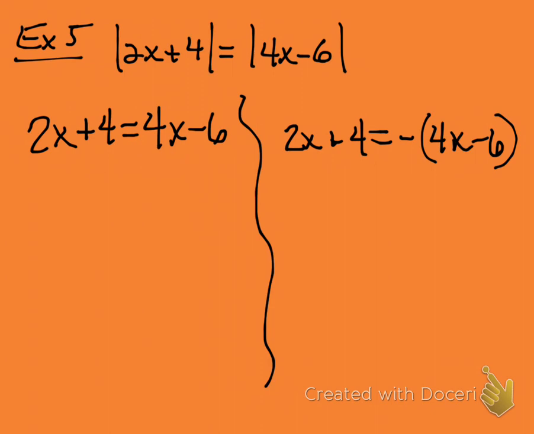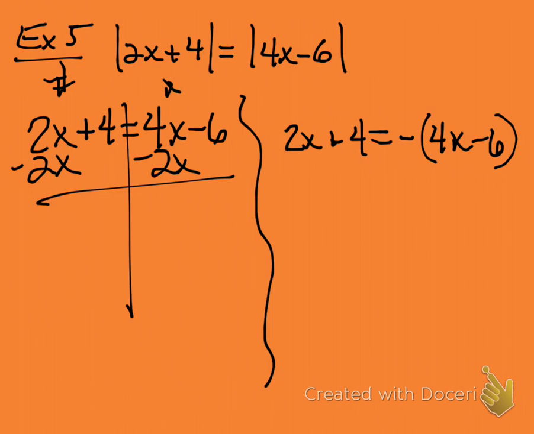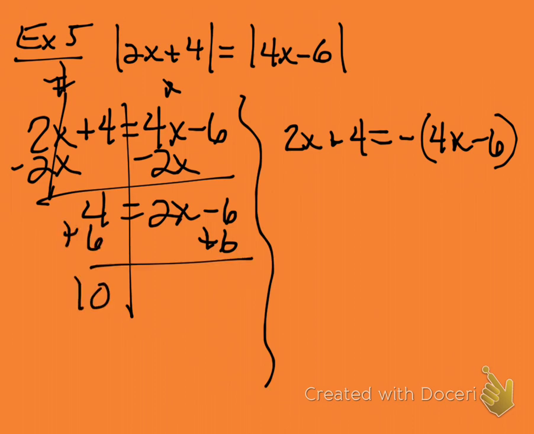They are the same, so we're going to get our variables on the right and our numbers on the left. Let's do that now. Minus 2x, minus 2x. Boom. 4 equals 2x minus 6. So left side looks good. Right side, let's get those numbers out of there. Plus 6, plus 6. 10 equals 2x. Divide by 2. Divide by 2. 5 equals x.